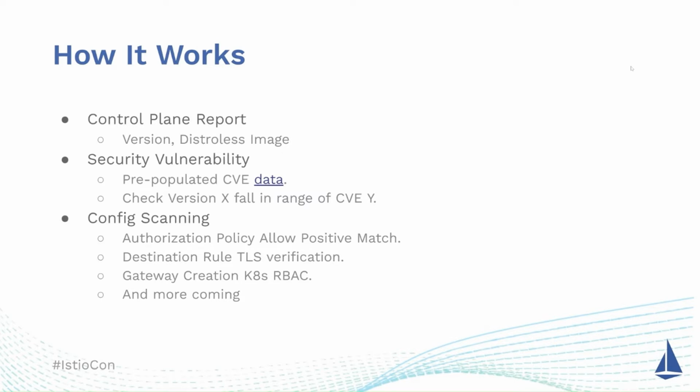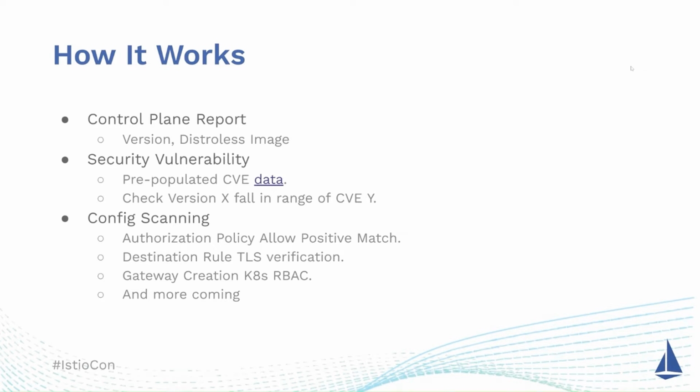When the tool runs, it uses the Kubernetes configuration on your local machine to authenticate and reach out to the Kubernetes cluster and find out your Istio deployment, the version, and what image you are using, whether that is a distroless image or not. After figuring out the version of the control plane, it can then use a prepared, populated CVE list to calculate the CVEs that you are affected by, and then give that report to the end user.